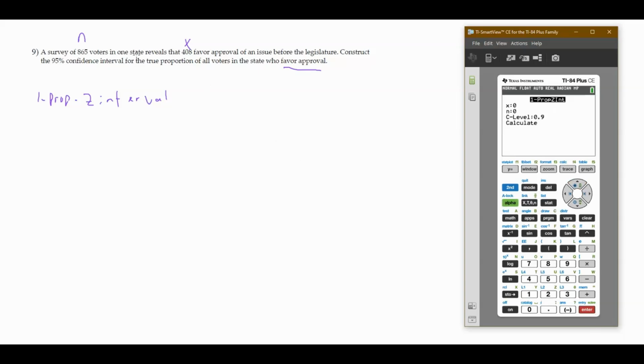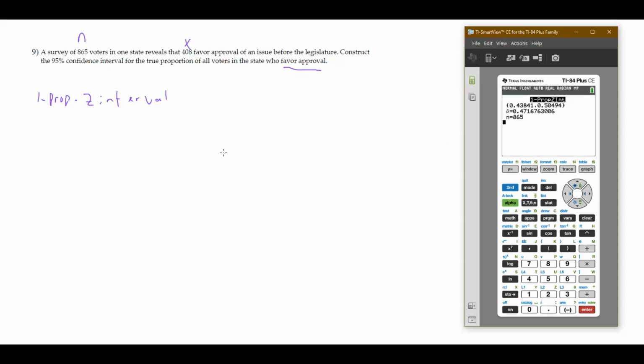There we go. So x is 408. And then 865. Confidence level is 0.95. So 408, 865, 0.95. And then calculate. And so here's my interval. So this is the way it looks, interval notation.